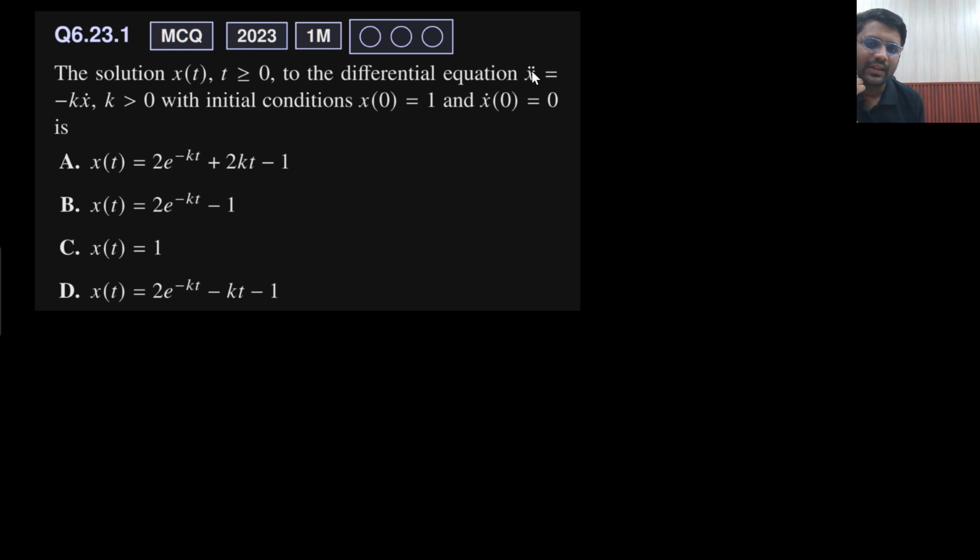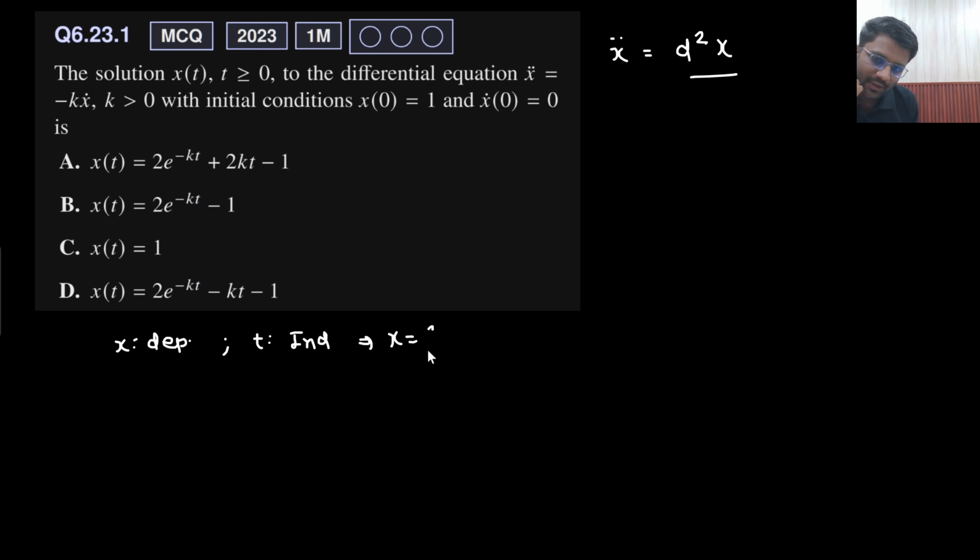What is the meaning of this x double dot? The meaning is that this is differentiated 2 times with respect to what? So x is a function of t here, no? x is the dependent variable and t is the independent variable, where x is a function of t. So x will be differentiated 2 times with respect to t only.